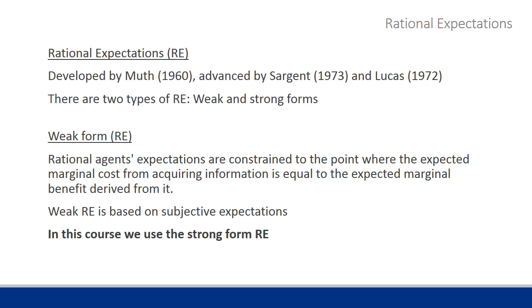Not weak, but just to discuss this, weak form rational expectations are constrained to the point where the expected marginal cost from acquiring the information is equal to the expected marginal benefit derived from it. It's like a cost-benefit analysis of obtaining information about how we form rational expectations, simpler than Muthian rational expectations. But Muthian rational expectations are more formally derived, though not without their own critiques.